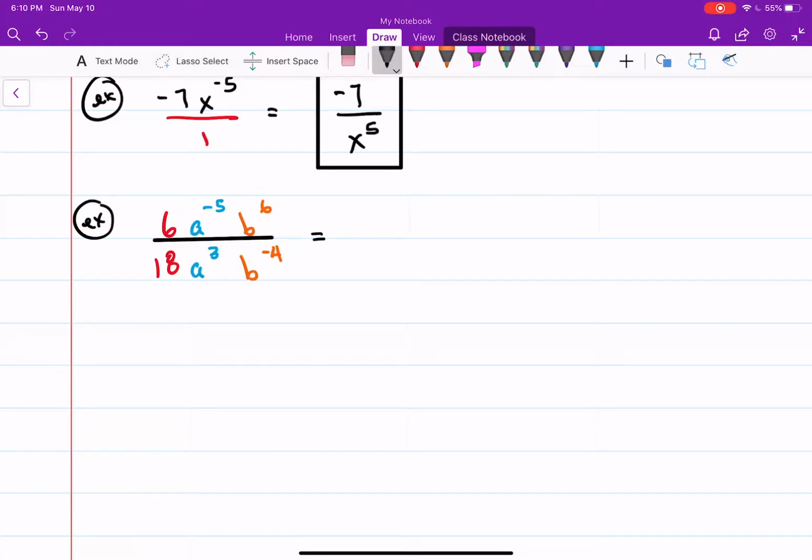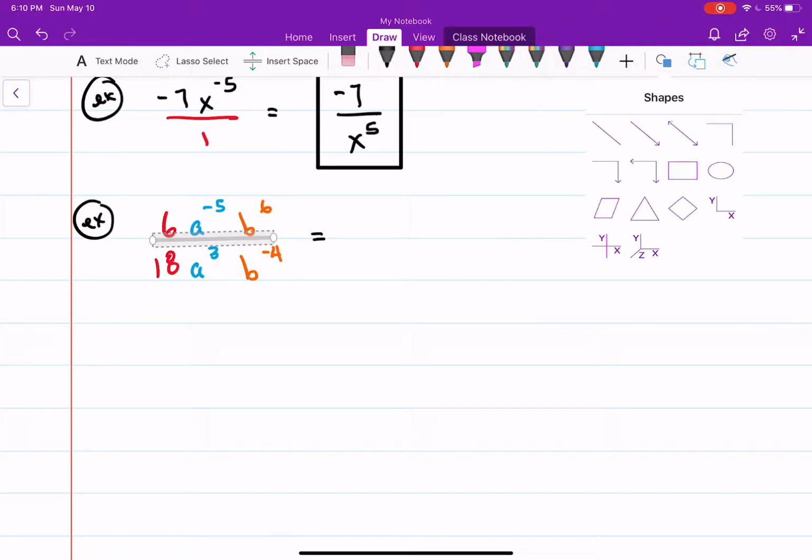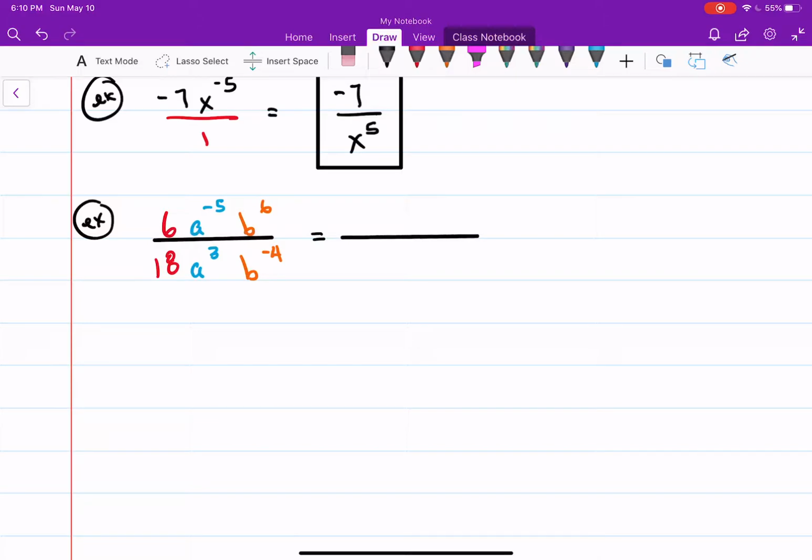So we look at the numbers. What goes into 6 and 18? 6 does. 6 goes into 6 once and goes into 18 3 times. So that means I have a 3 left on the bottom. Okay? But I usually don't like to reduce until after I move them because these numbers could essentially have a negative exponent down the road. So usually I don't.